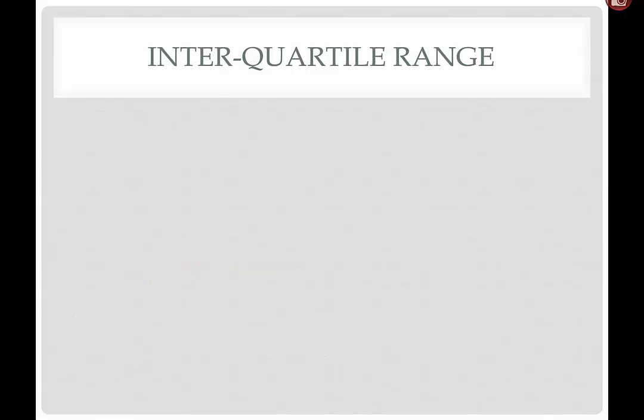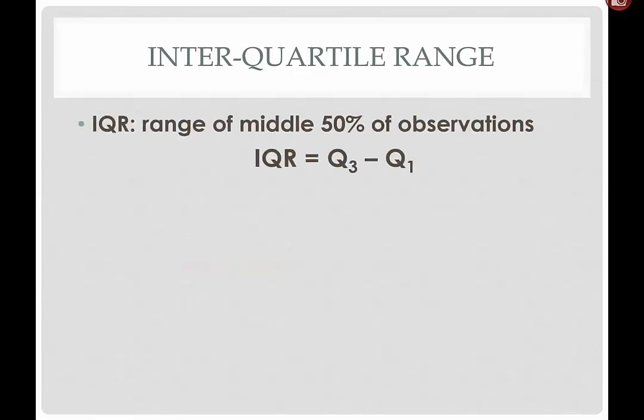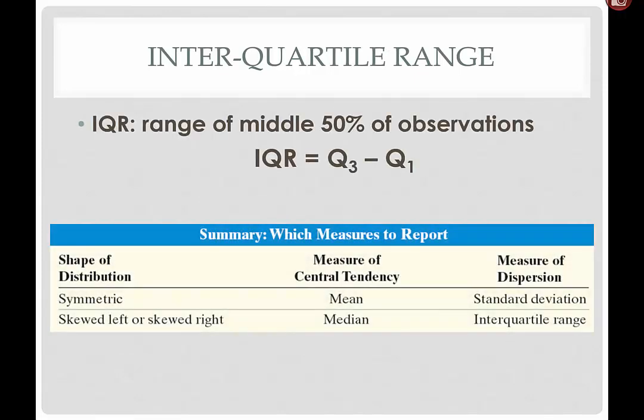Remember that your interquartile range is the middle 50% of observations. So if you take Q3 minus Q1, that gives you that interquartile range. So let's take a look at an example.